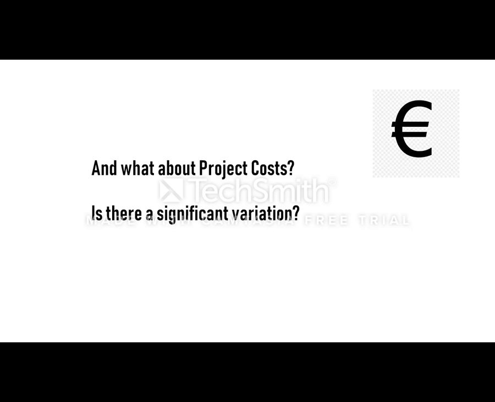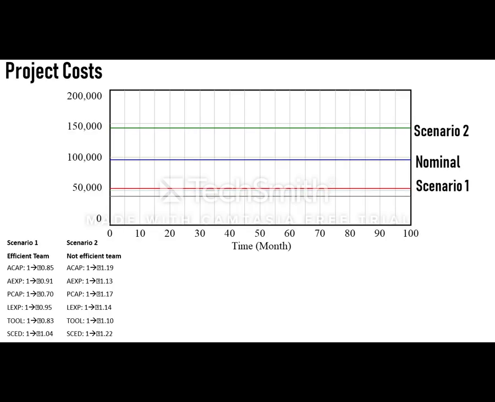And what about project costs? Is there a significant variation? Well, that is what you can see here. In the nominal state, the project cost is around 100,000. In scenario 2, which is the one in which the factors worsen, the cost approaches 150,000. And in the case of scenario 1, in which the factors improve, the project cost decreases to 50,000. So it is important to see these variations as well.